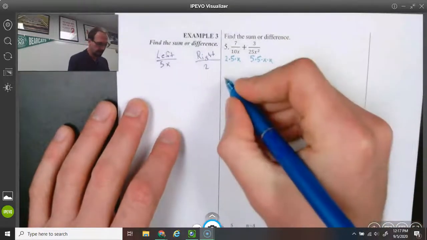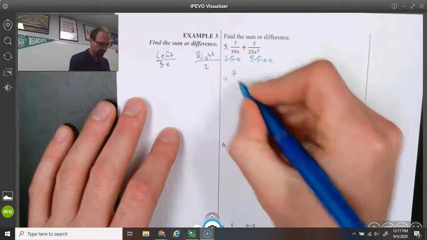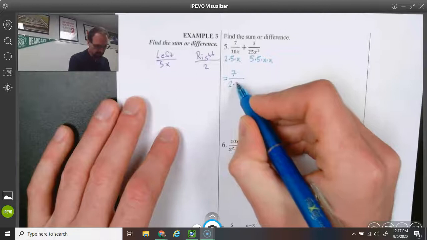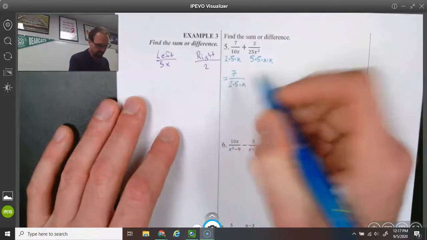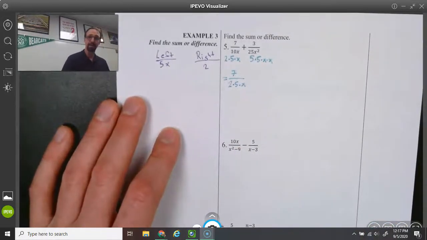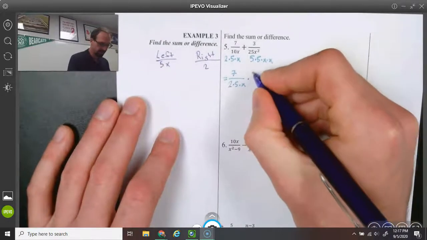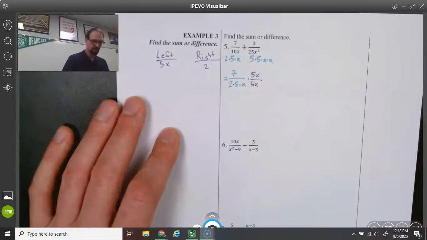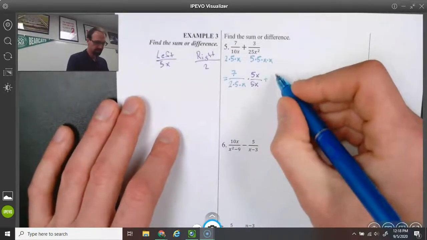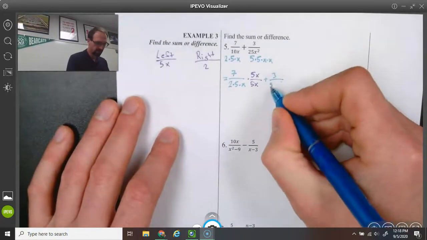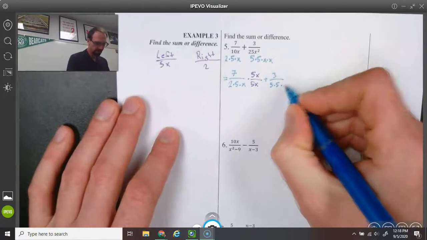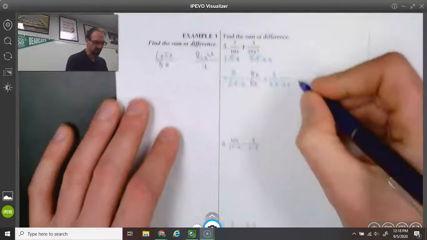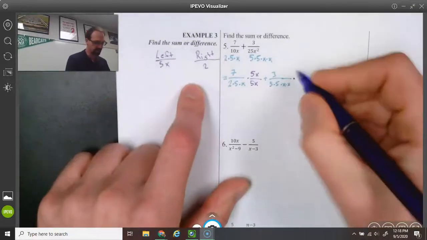Here I have 7 over 2 times 5 times x. I'm multiplying this by 5x over 5x. Plus 3 over 5 times 5 times x times x. And I'm multiplying this side by 2 over 2.